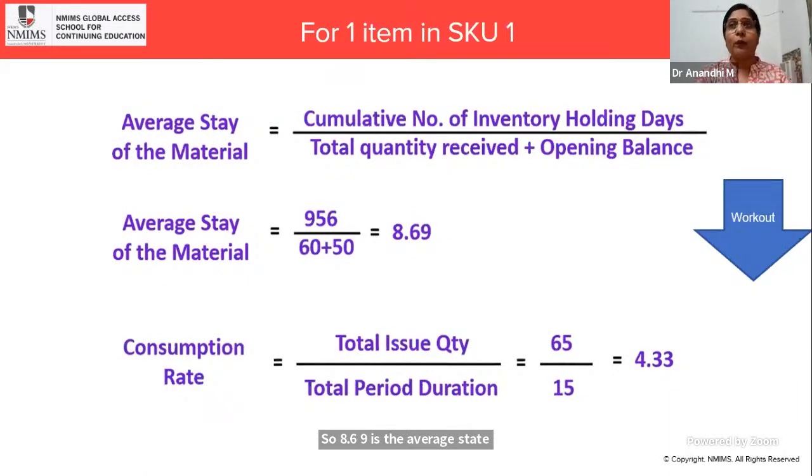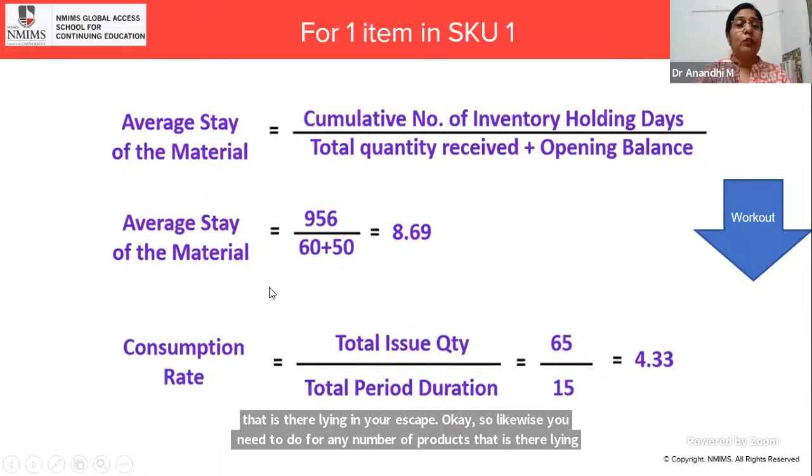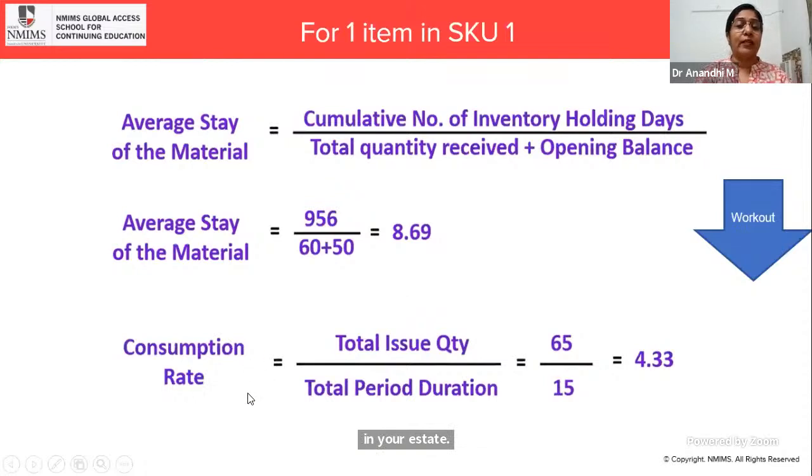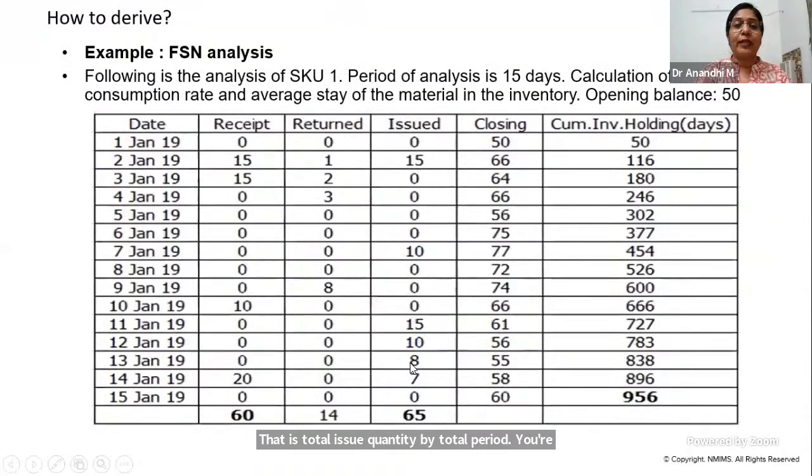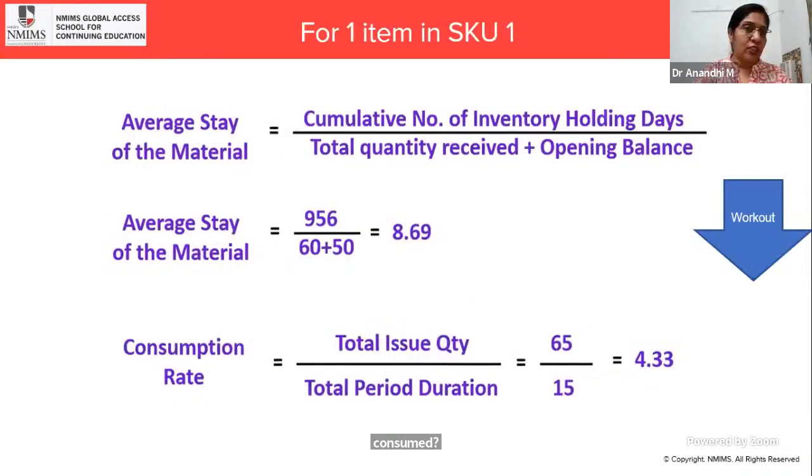Likewise, you need to do this for n number of products lying in your SKU. For this specific product, we have calculated average stay as 8.69. Let us also calculate the consumption rate, that is total issue quantity by total period duration. Your total issue quantity was 65. That is what was consumed on all these 15 days. It is 65 units, and the duration is 15 days.